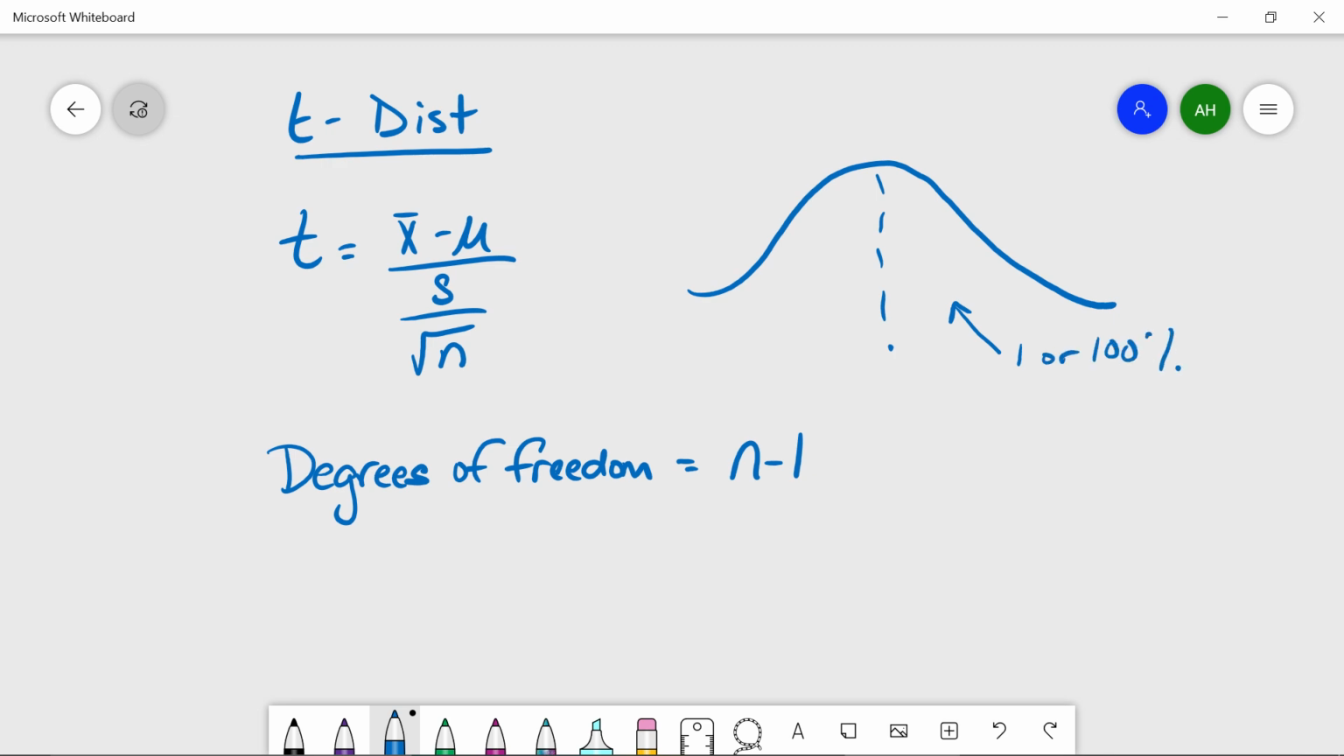All right. And then if you look there on the page, you see those 3 different graphs. What that is showing you is, as the degrees of freedom increase because my sample size is increasing, my t-distribution is going to approach the normal distribution.